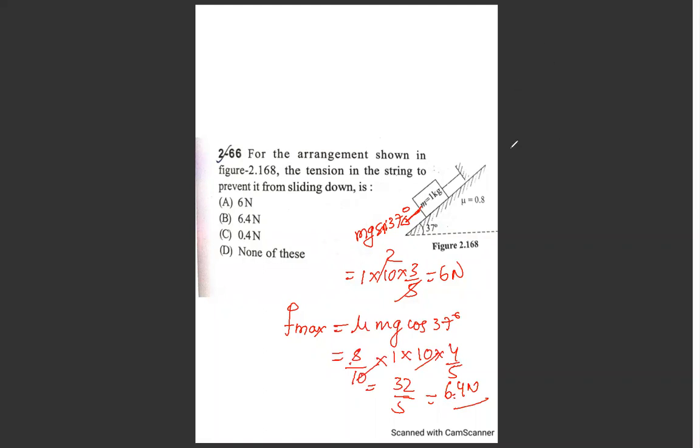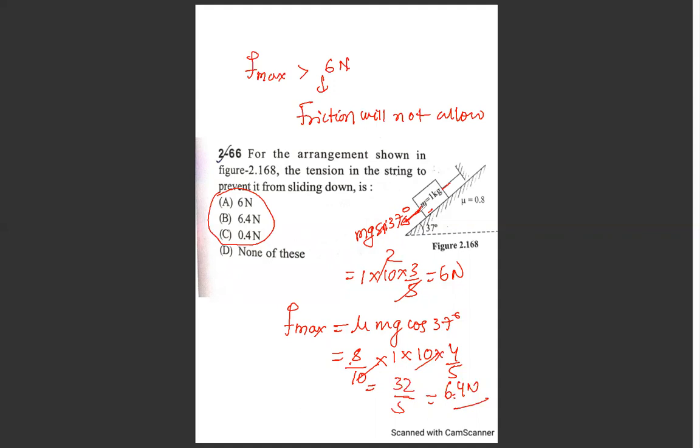So here friction is stronger than the pulling force. F max is more than 6 Newton. So first of all, the block will not slide. If the block will not slide, then any tension will not be there. The tension can only be produced if the block tries to move in the downward direction. The friction will hold the block. So the friction will not allow the block to slide.